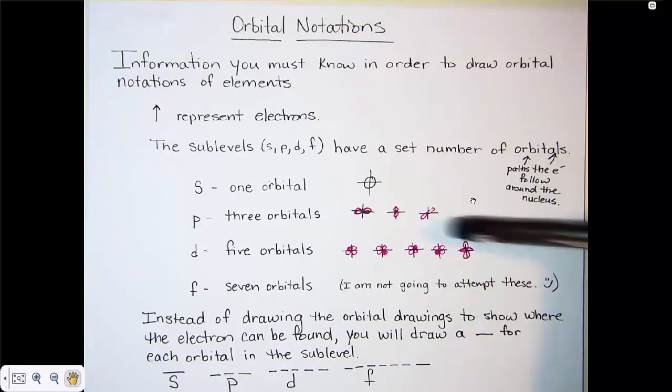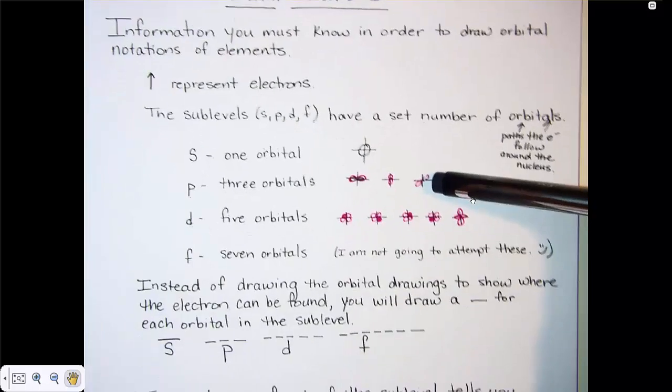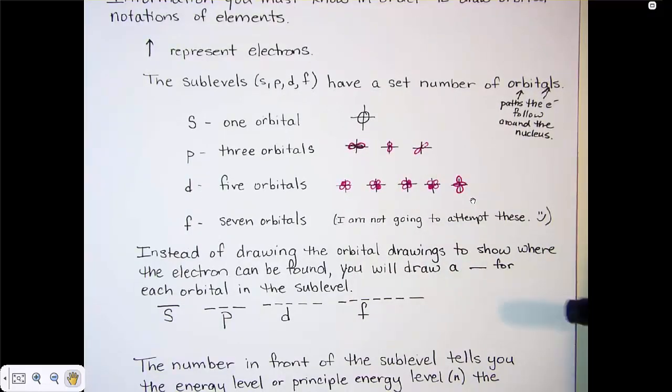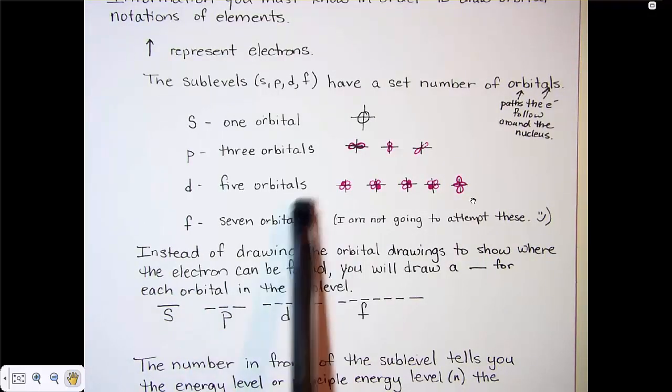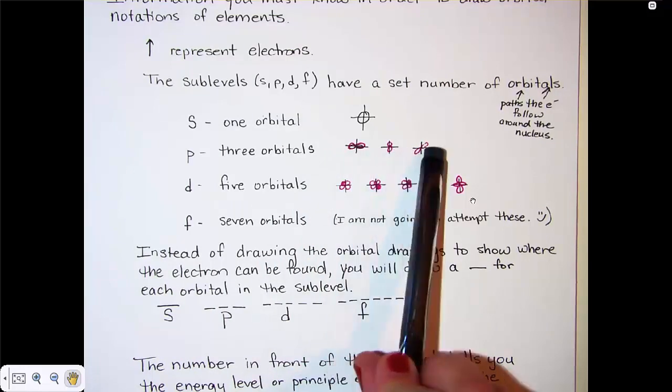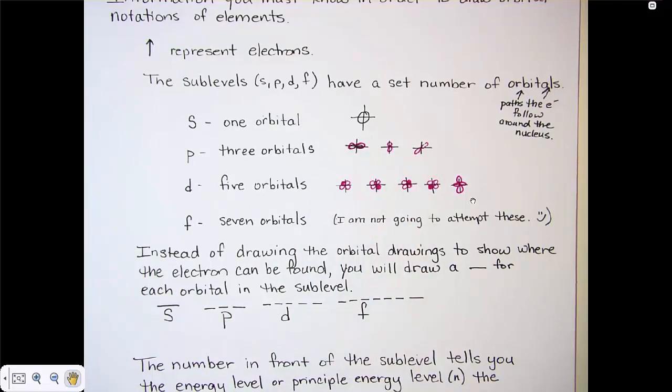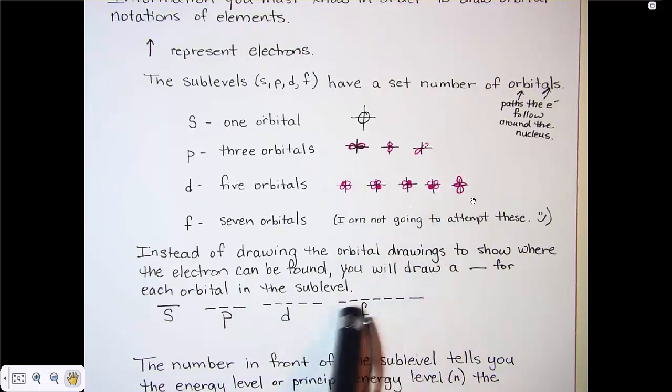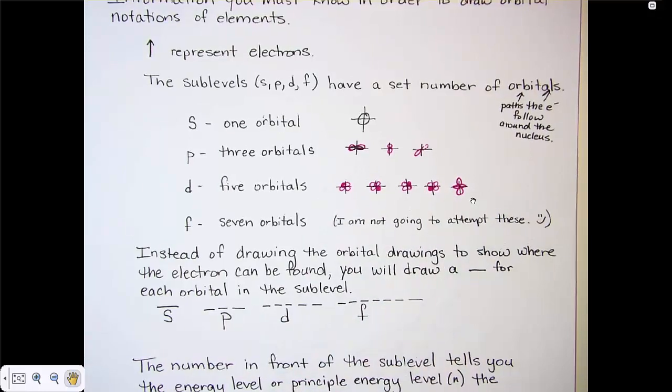So in order not to have to draw these pictures, you just draw a line over the S, because since it has 1 orbital, it has 1 line. P has 3. So those 3 lines are representing these 1, 2, 3 paths there that the electrons can be found in, or orbitals. D has 5, and then there's 7 different patterns for F that I didn't want to try to draw.